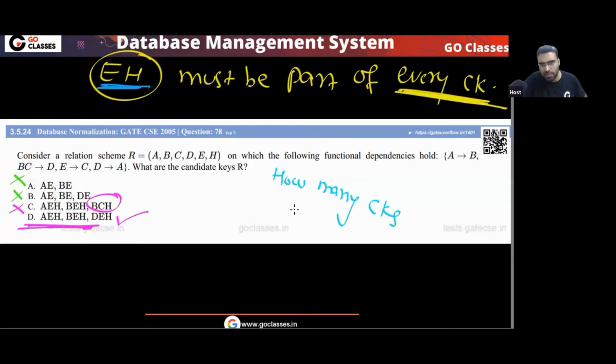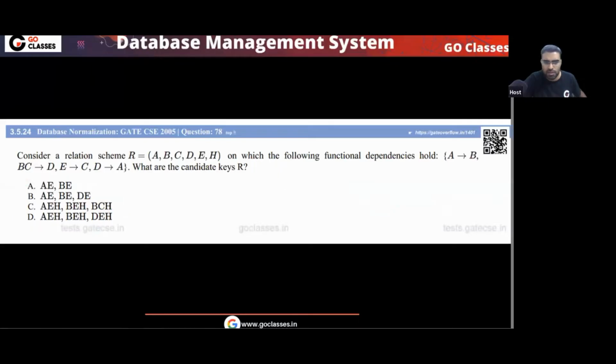But in the GATE exam, if they ask you how many candidate keys are there, then you have to compute, yes or no? Now you have to solve the complete question. So tell me, we have already found this AEH as a candidate key. What else do we need to check? Okay, let me check this BEH.